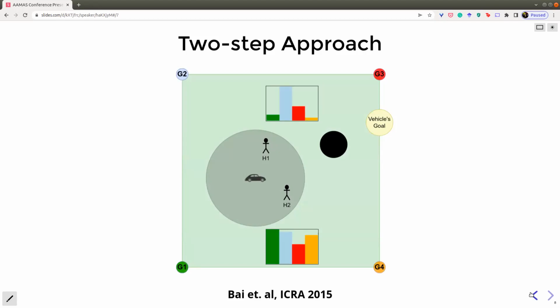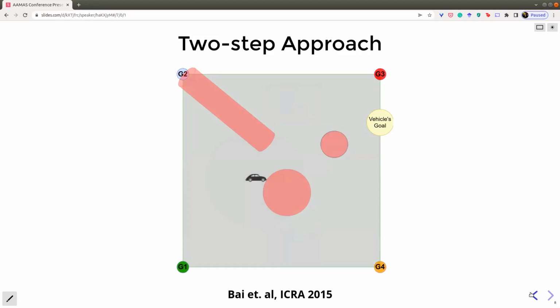Let's visualize this approach. Consider the environment given in this figure, where the black circle denotes a static obstacle. The vehicle observes pedestrians 1 and 2 in its vicinity and maintains a belief over their goals. The first step is to find a path from the vehicle's current location to its goal location. Since it is fairly certain that pedestrian 1 is going towards G2, it puts a potential field around pedestrian 1's most likely path. As it is not so sure about pedestrian 2, it puts a circular potential field around pedestrian 2. The generated cost map is then used by the path planning algorithm hybrid A star to generate a path.